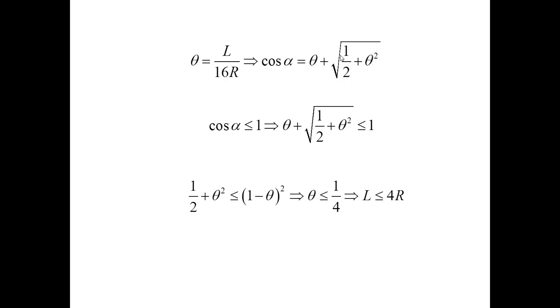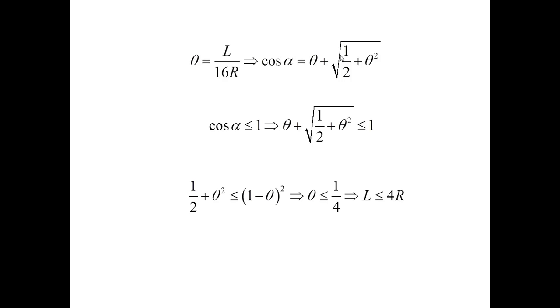Now, let me observe that the equation could be simplified if I simply set L over 16r equal to theta. Then cos alpha is equal to a simpler expression as shown here. Now let me see what kind of theta gives me angle alpha equal to 1. Of course, I know cos alpha cannot exceed 1.